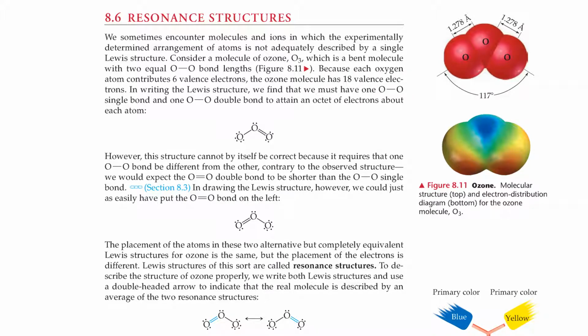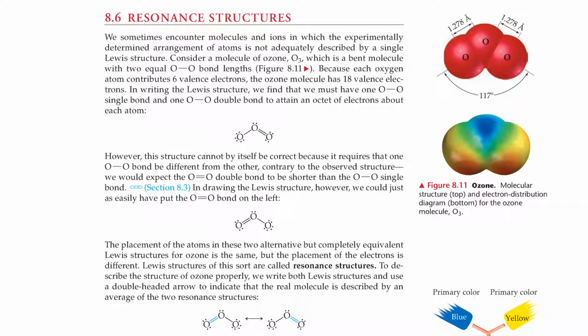8.6 Resonance Structures. We sometimes encounter molecules and ions in which the experimentally determined arrangement of atoms is not adequately described by a single Lewis structure. Consider the molecule of ozone, O3, which is a bent molecule with two equal oxygen-oxygen bond lengths. Because each oxygen atom contributes 6 valence electrons, the ozone molecule has 18 valence electrons. In writing a Lewis structure, we find that we must have one single bond and one double bond to attain an octet of electrons about each atom.